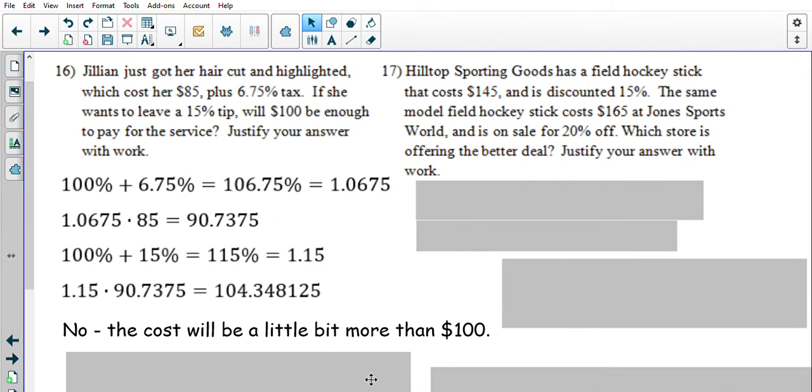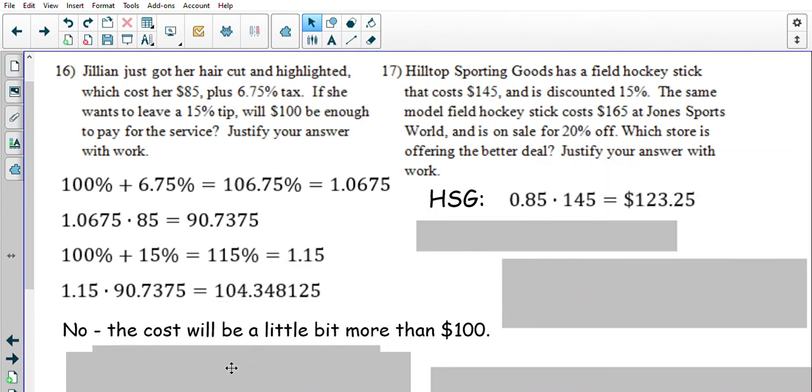Number 17, Hilltop Sporting Goods has a field hockey stick that costs $145 and is discounted 15%. The same model field hockey stick costs $165 at Jones Sports World and is on sale for 20% off. Which store is offering the better deal? Justify your answer with work. So I started with Hilltop Sporting Goods, HSG. 15% discount is 0.85 times 145.